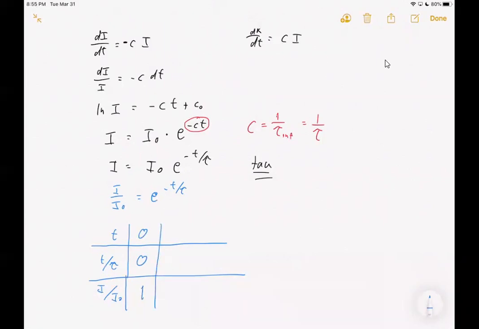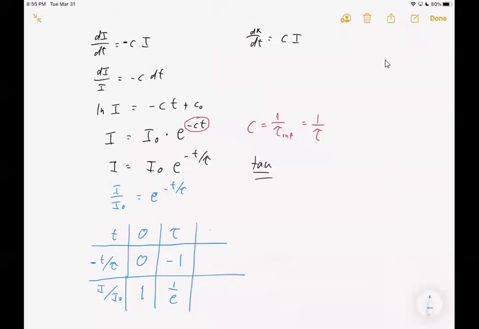That makes sense. But when t gets to be one time constant, so tau is our time constant, when t reaches the time constant, negative t over tau becomes negative 1. I should put a negative sign here. And what happens is this has been divided by e one time. And remember, e is about 2.7.